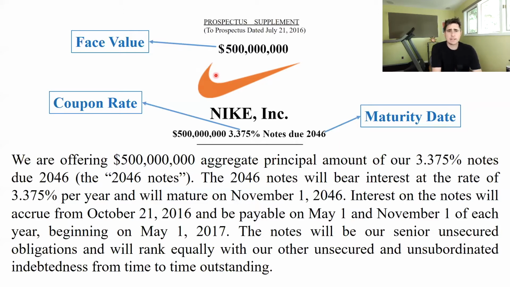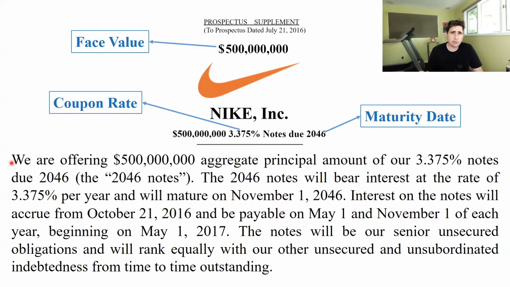So Nike says, this is, by the way, in a prospectus supplement, which is just a form filed to the SEC website. And the paragraph here says, we are offering $500 million aggregate principal amount of our 3.375% notes due 2046, and we're going to call them the 2046 notes. The 2046 notes will bear interest at a rate of 3.375% per year.